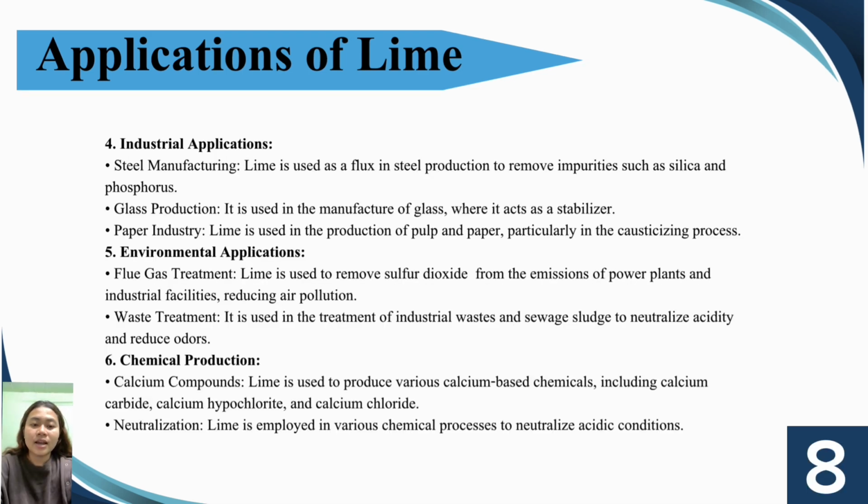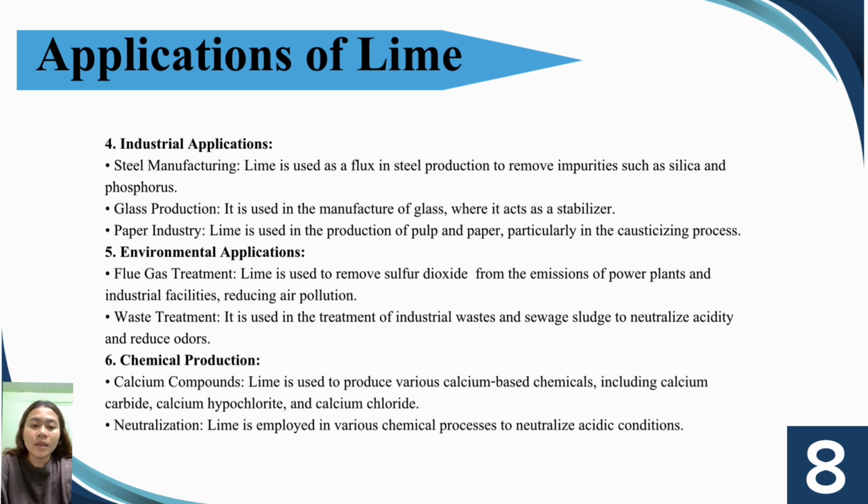Applications of lime. Number 4, industrial applications. Steel manufacturing: lime is used as a flux in steel production to remove impurities such as silica and phosphorus. Glass production: it is used in the manufacture of glass where it acts as a stabilizer. Paper industry: lime is used in the production of pulp and paper, particularly in the causticizing process.